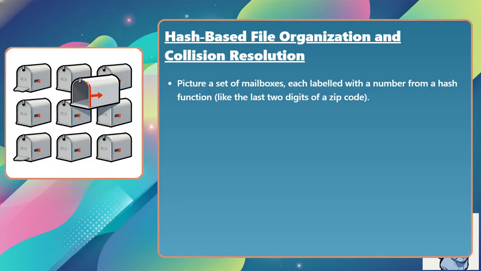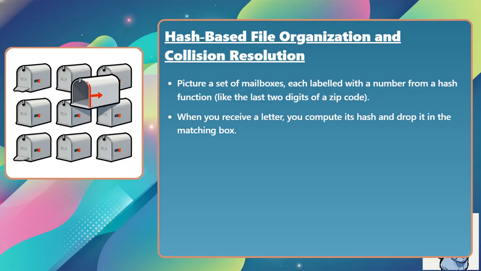Picture a set of mailboxes, each labeled with a number from a hash function, like the last 2 digits of a zip code. When you receive a letter, you compute its hash and drop it in the matching box. If 2 letters get the same box, a collision, you need a rule to store both.